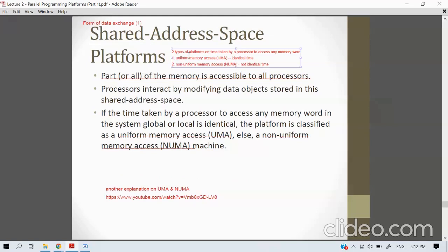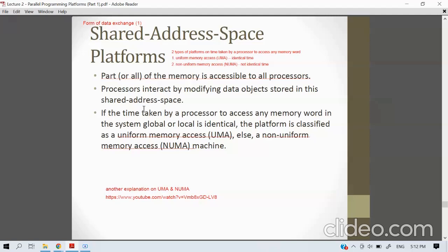Okay, there are actually two types of platform in this model. The first one is uniform memory access, also known as UMA, and the second one is non-uniform memory access, also known as NUMA. If you use UMA, it has an identical access time, and NUMA does not have the identical time. Part or all of the memory is accessible to all processors because of what? It uses the shared address space. Processors interact by modifying data objects stored in this shared address space.